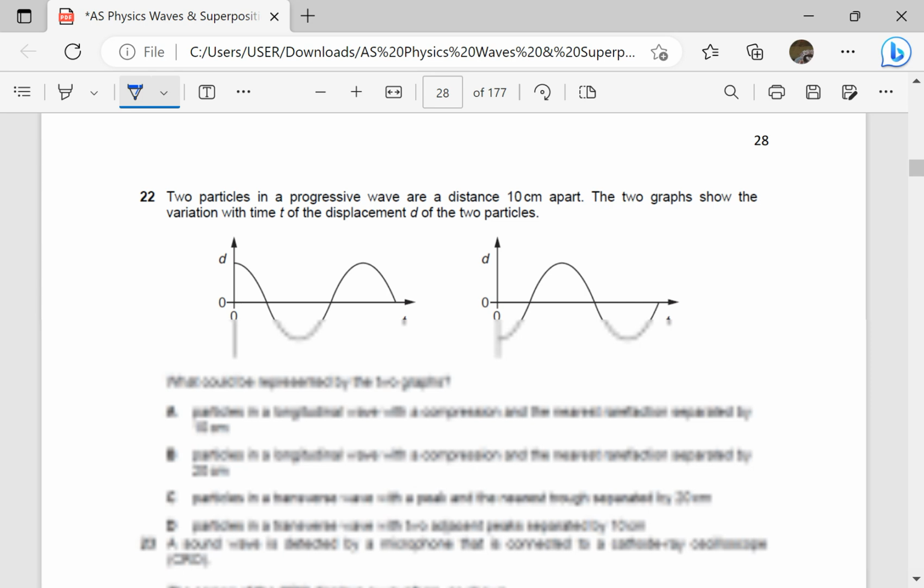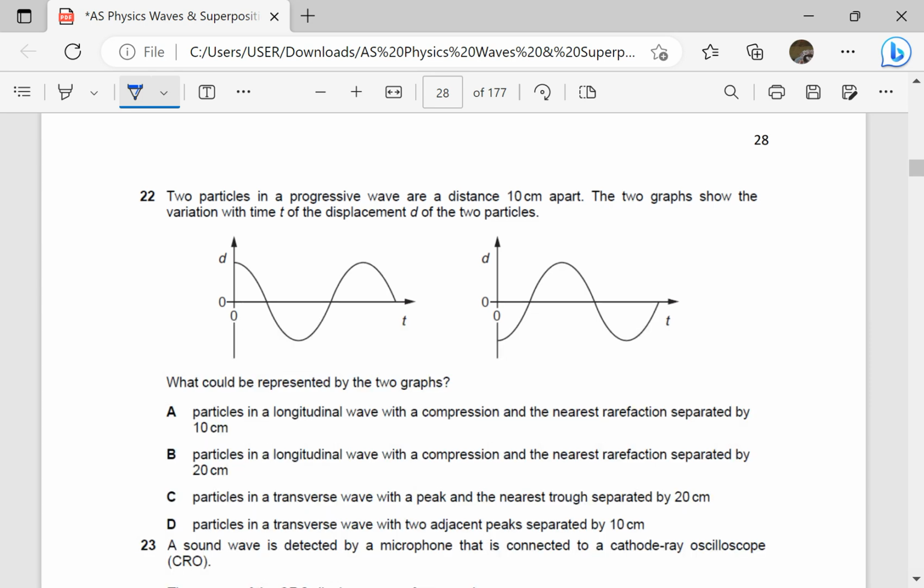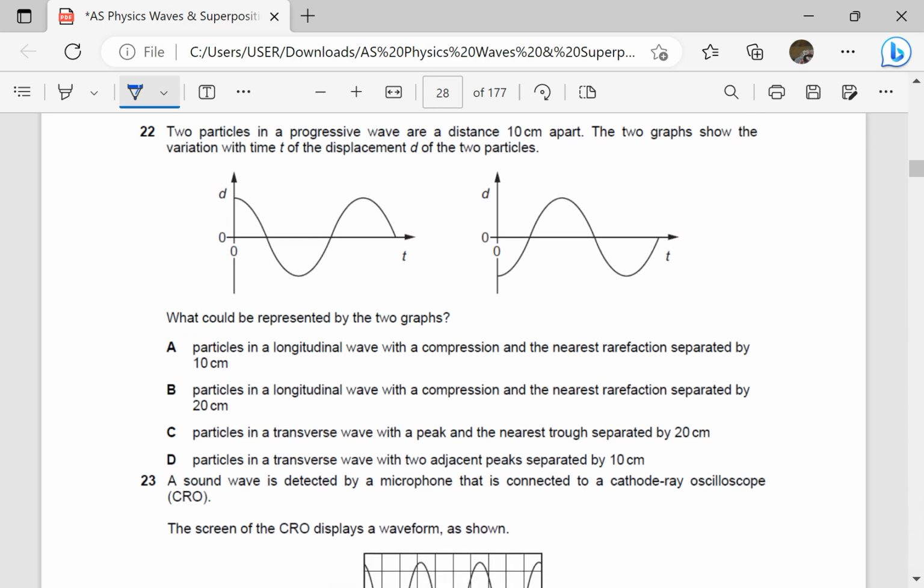Two particles in a progressive wave are a distance 10 centimeters apart. The two graphs show the variation with the time of the displacement d of the two particles. What could be represented by the two graphs? Particles in a longitudinal wave with a compression and the nearest rarefaction separated by 10 centimeters.